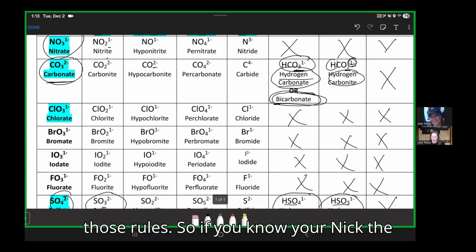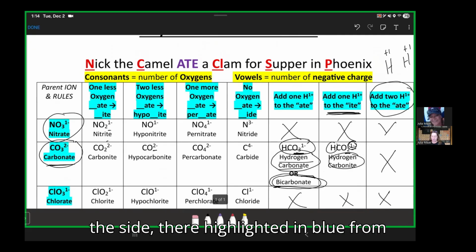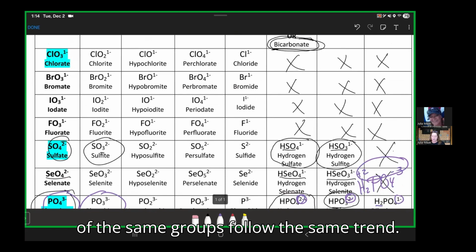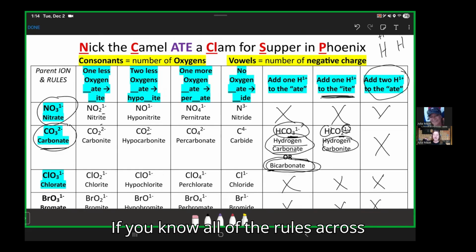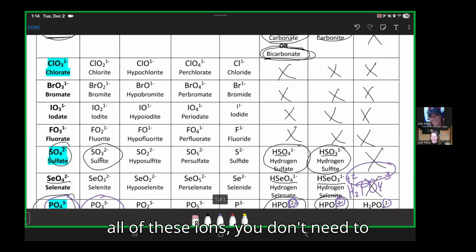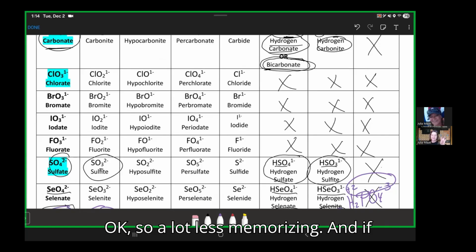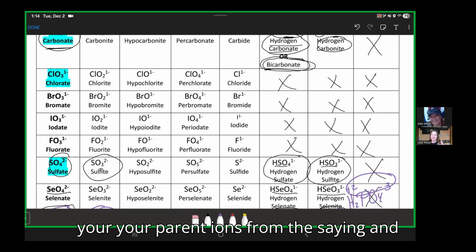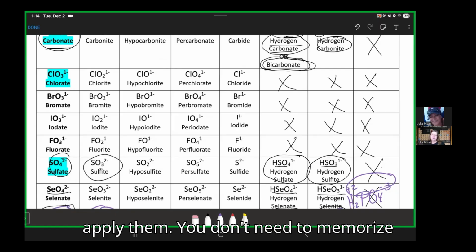So if you know your Nick the Camel saying, so you know all those along the side there highlighted in blue from Nick the Camel, and you know the concept of the same groups follow the same trend, you know all of those on the left. If you know all of the rules across the top and can apply those, you know all of these ions. You don't need to memorize anything that's not highlighted. So a lot less memorizing if you understand the saying and memorize your parent ions from the saying and know those rules across the top and apply them. You don't need to memorize any of those other ions.